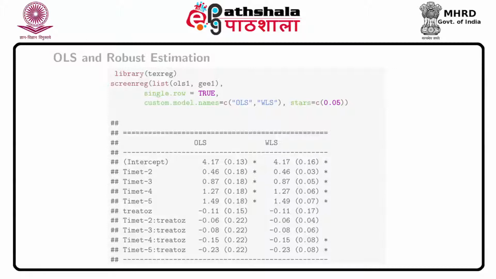particularly in treatment ozone, because the OLS said that there is no interaction effect between the treatment and time for treatment ozone, while weighted least squares says that there is some effect, at least for the 4th time point and for the 5th time point, and that effect is a reduction, and the reduction is significant. See how the standard errors have reduced from 0.22 to 0.08.